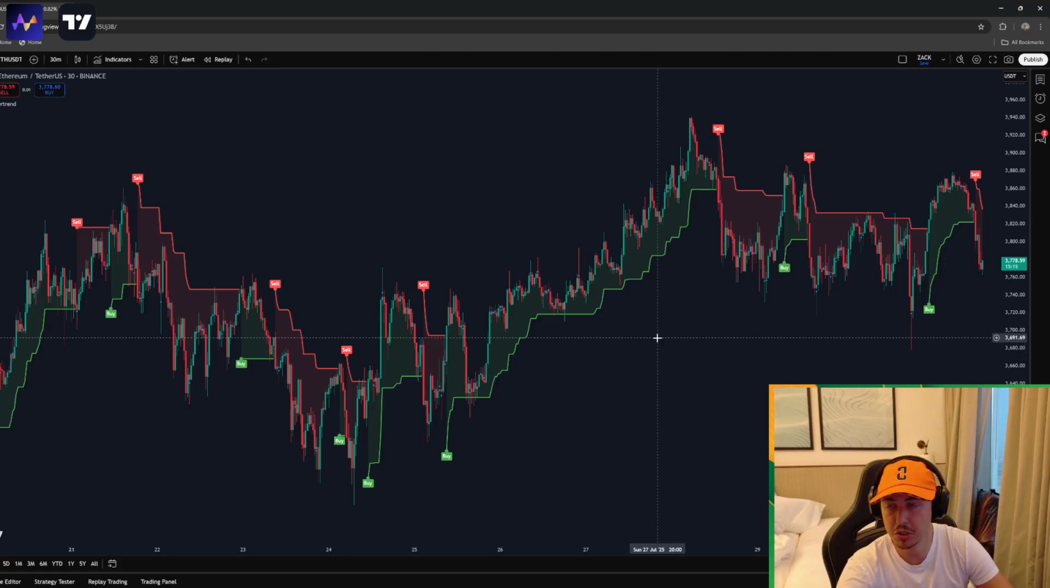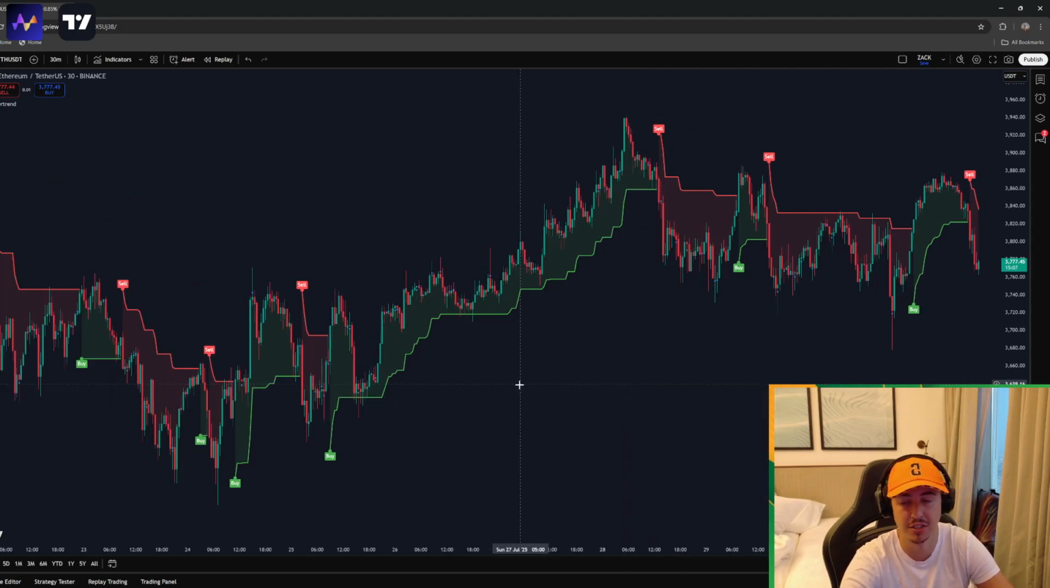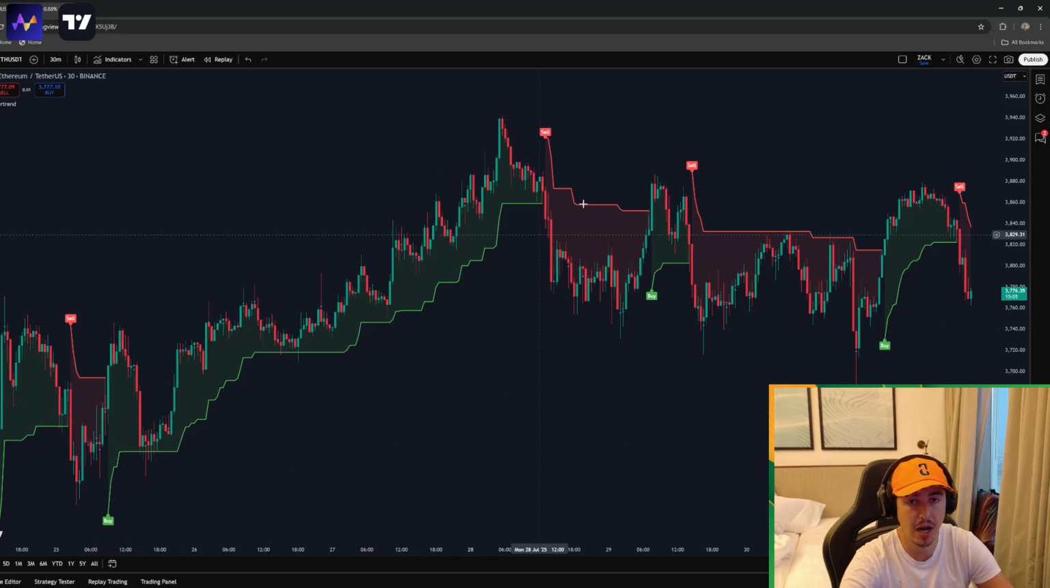So the super trend is one of the most popular trend following indicators of all time because it boils down to buy, sell. It's very, very easy to distinguish a trend using the super trend. You have your buy, you have your sell. Very straightforward, and this makes it particularly attractive to newer traders.